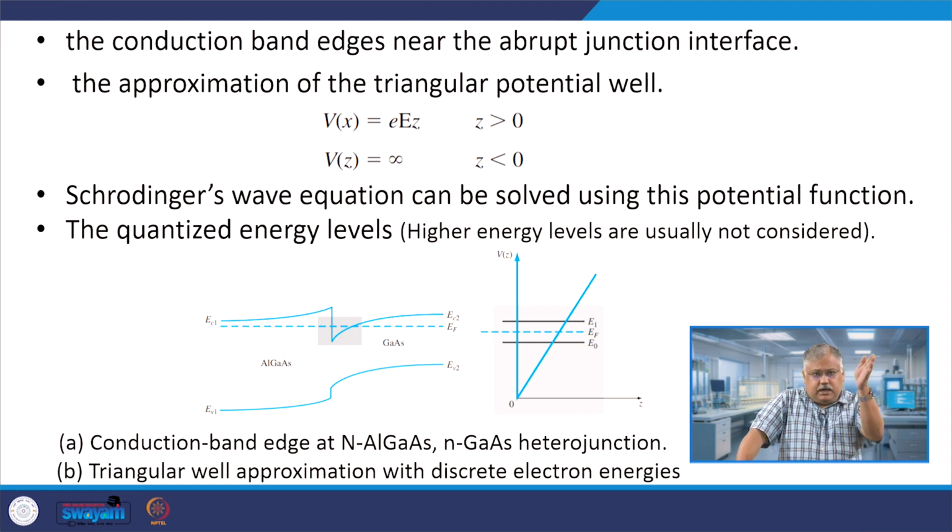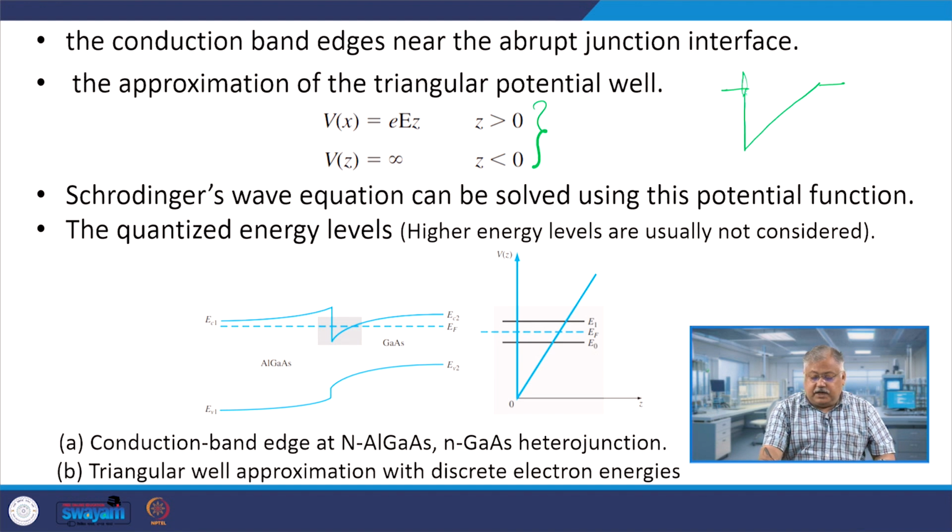Now, the conduction band edge near the abrupt junction interface, you can understand this is an abrupt junction interface, right, and we say that the approximation of the triangular well is something like this, that at z greater than 0 it is something like a rising function, but then you have V(z) maximum, infinity. So, at z less than 0 it is infinite. So, the electrons are always confined in this small dimension device.